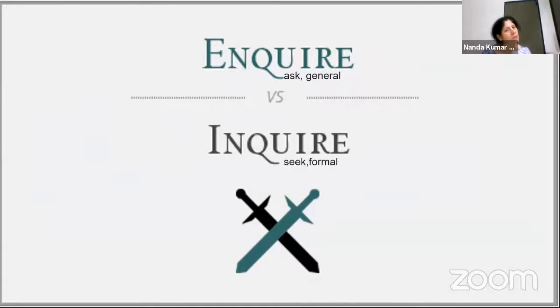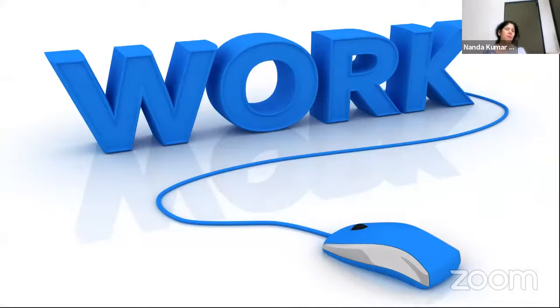Now, coming to the third chapter. What is the name of the third chapter?